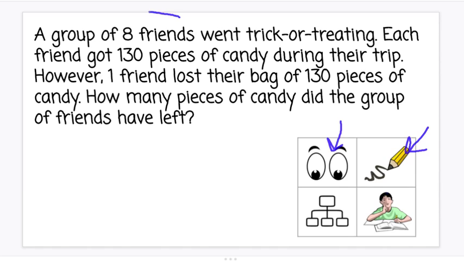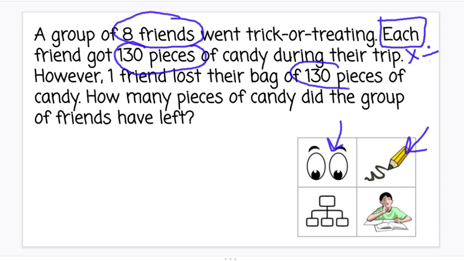So I know there are 8 friends that are going trick-or-treating. Each, there's that word, friend got 130 pieces of candy. Each usually tells me I'm going to multiply or divide. So there are 8 friends. Each one got 130 pieces. But then one friend lost 130 pieces of candy. The word lost tells me that they're losing it, so that must mean this number would get smaller because it's gone now.